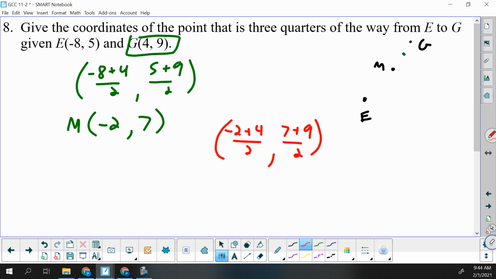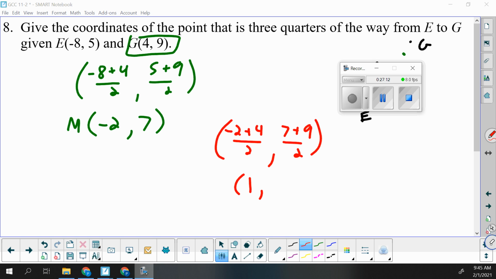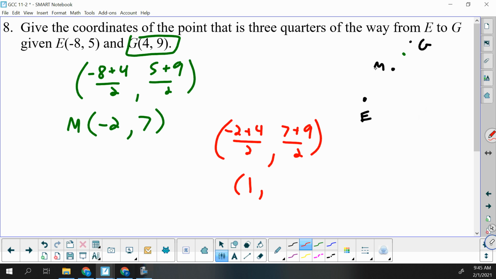Negative 2 plus 4 is 2. 2 divided by 2 is 1. 7 plus 9 is 16, divided by 2 is 8. So that would be our point right here. That's 3/4 of the way from E to G.